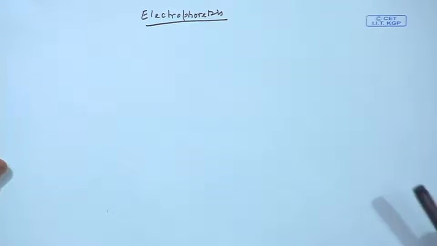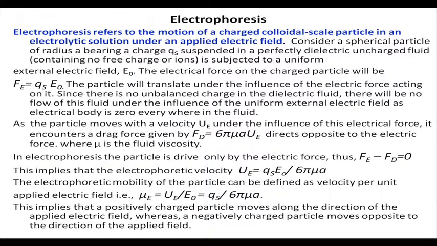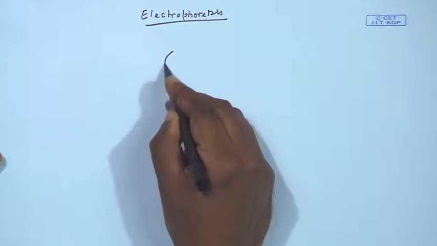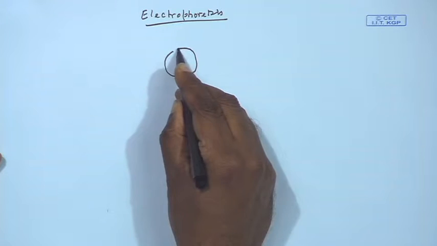Now, how does this electrophoresis occur? We can define electrophoresis as the motion of a charged colloid-scale particle in an electrolyte solution under an applied electric field. Now, a charged particle, maybe let us take it as a sphere.